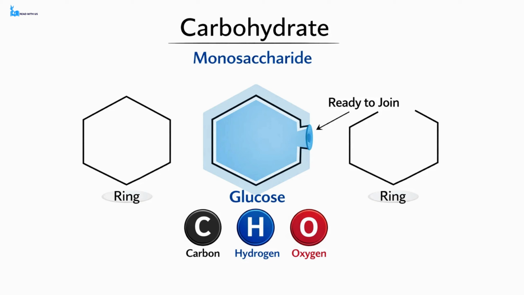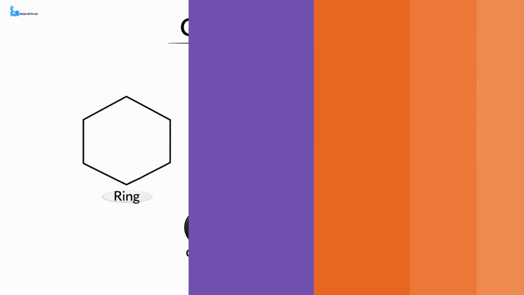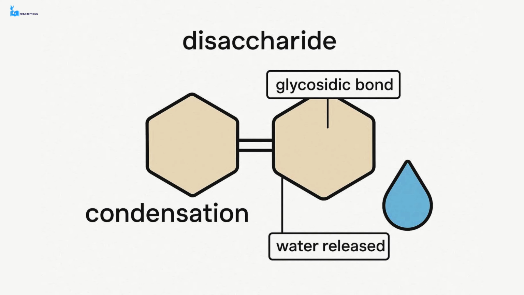the elements carbon, hydrogen, and oxygen arranged in a ring, ready to join to another sugar. When two monosaccharides join, they form a disaccharide by making a glycosidic bond through a condensation reaction, which links one sugar to the next and releases a single molecule of water.